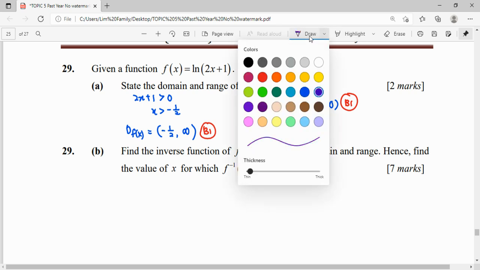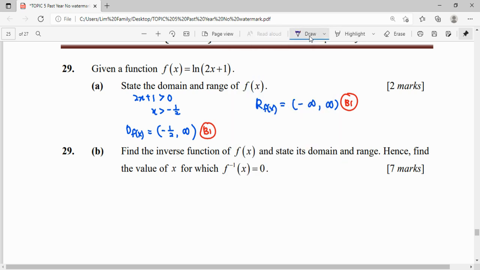Second, B, find the inverse function of this f(x) and then state its domain and range. Hence, find the value of x which inverse function equals to 0. So first of all, we have to find out what is our inverse function.